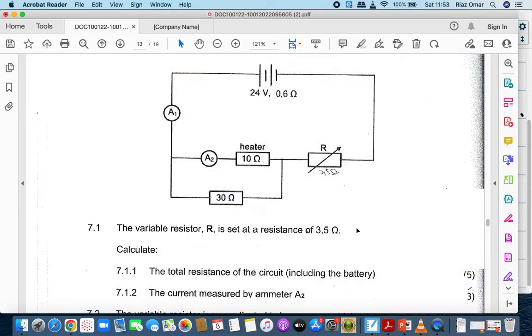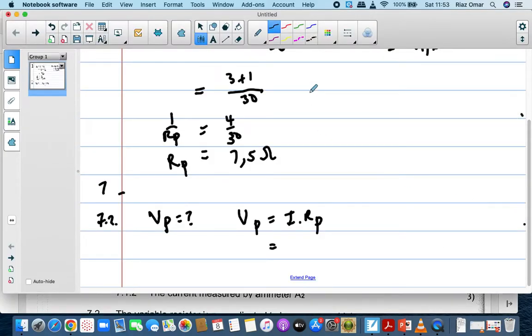To work out the current, I is equal to V over R. What do we know? We just worked out the total resistance of the circuit including the battery. So let's go back. Let's just erase this again. Let's take everything out.